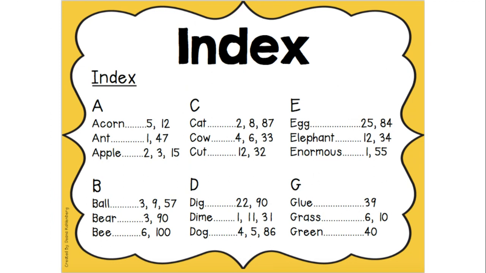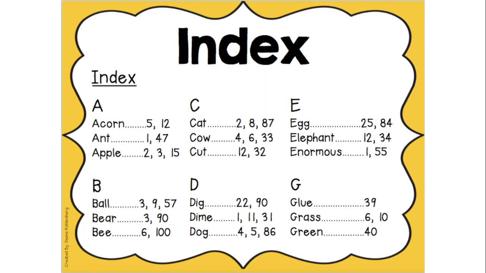I find the letter H. So you see up here A, B, C, D, E, and it goes in alphabetical order. I find H. I go down to the word hurricane, and I see all these page numbers next to it. Those are the page numbers that topic is talked about on.